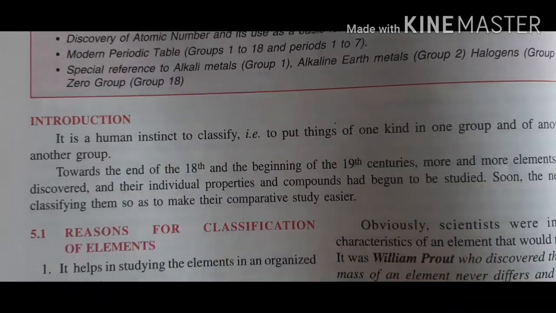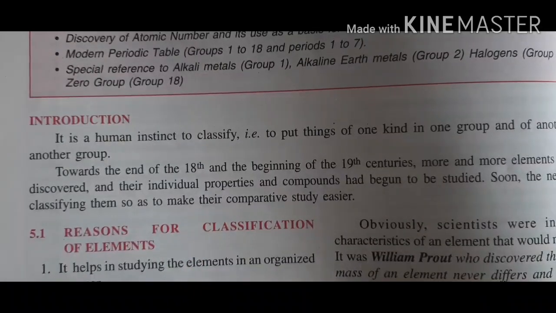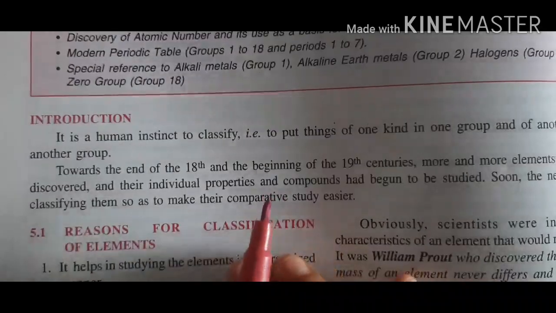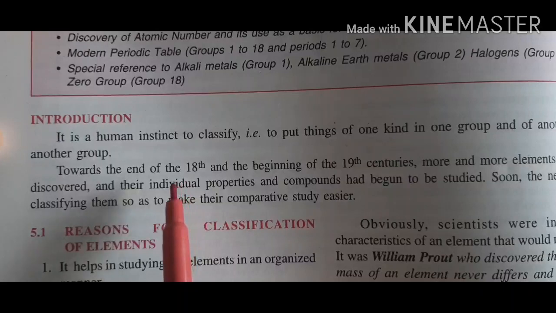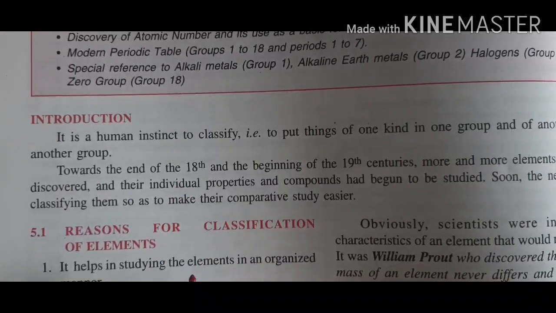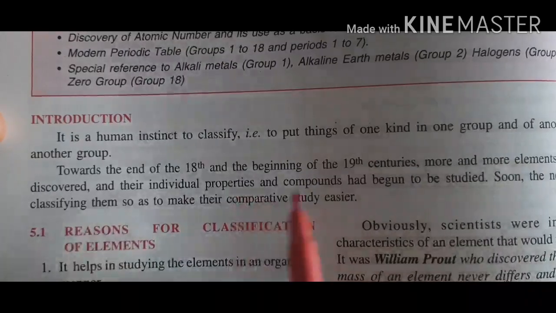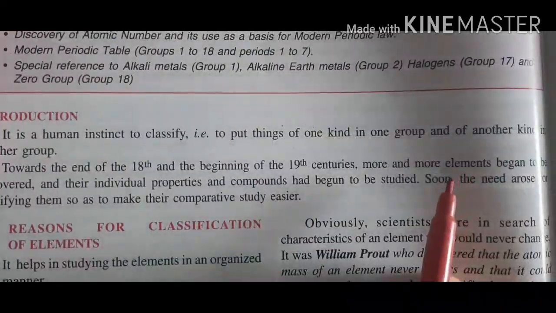So it is human instinct to understand and classify things if the number of things is large. The same thing applies to elements. In the 18th century, hardly 6 elements were discovered. But after the end of the 18th century and the beginning of the 19th century, more and more elements were discovered.